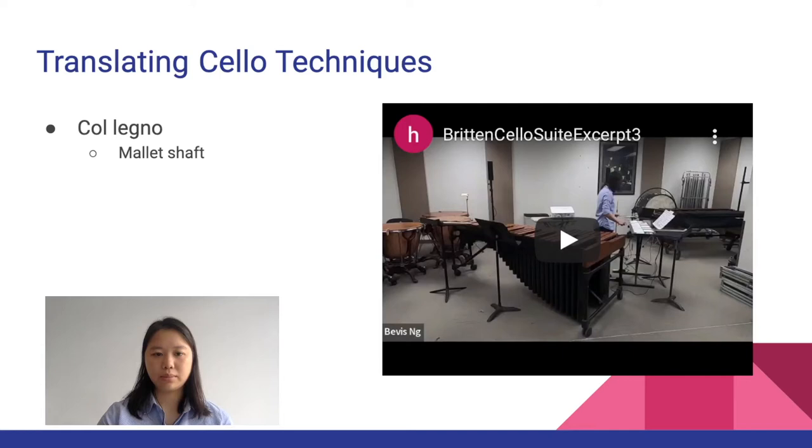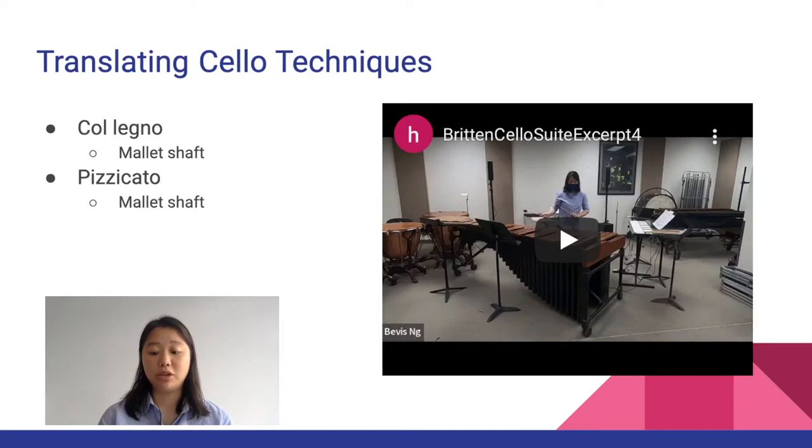Next up is pizzicato. The fifth movement breakdown alternates between pizzicato and arco passages. I play the pizzicato by hitting with the mallet shaft. Although both movements use the same technique, they sound different. In this movement, the phrases are more melodic. I emphasize a little more on the resonance of the marimba bars.